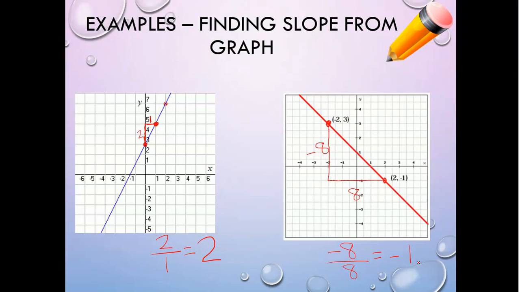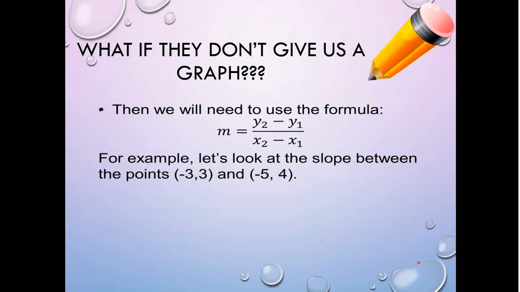But now, are we always going to want to have a graph? Heck no, it's going to take us forever. So what if they don't give you a graph? Then we need to use this formula that was created: y2 minus y1 over x2 minus x1. So the change in your y's over the change in your x's. Basically, that's all you need to remember.